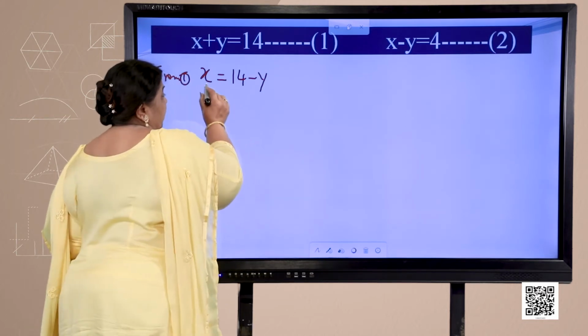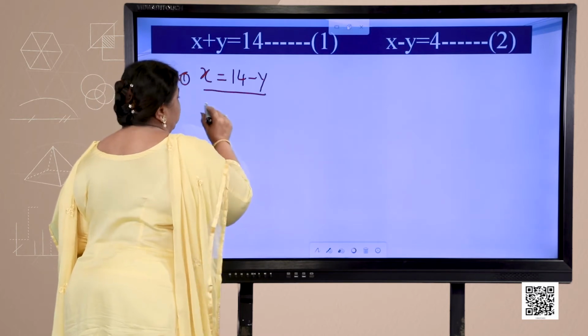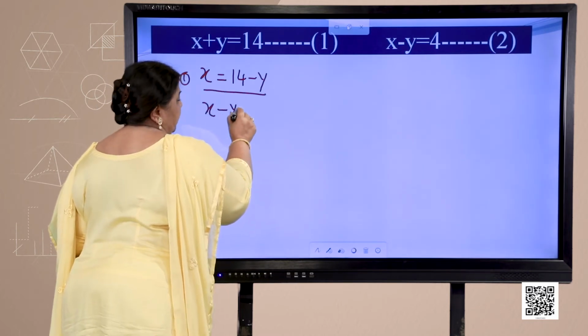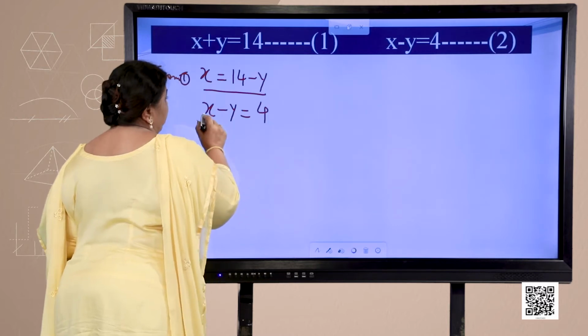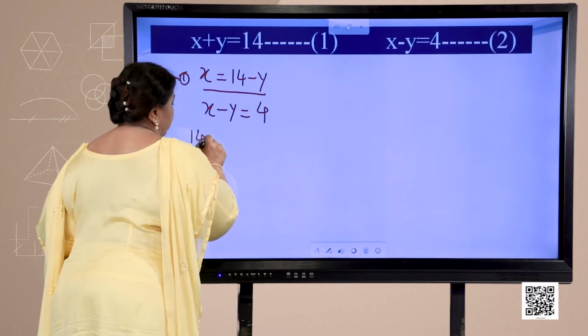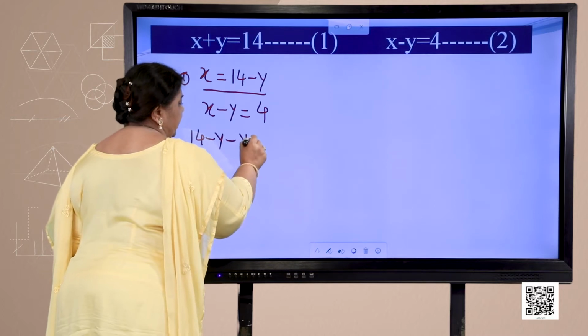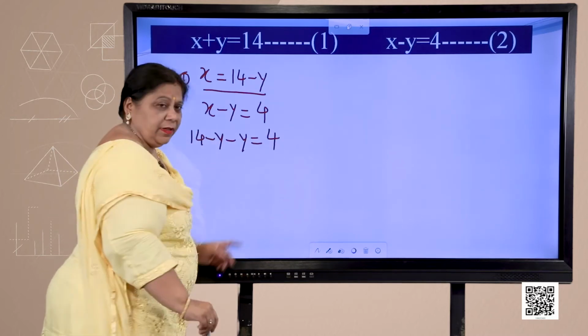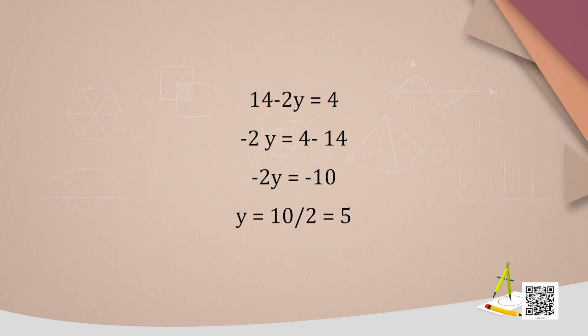I will be substituting the value of x in the equation x minus y is equal to 4. What is the value of x? 14 minus y minus y is equal to 4. That becomes 14 minus 2y is equal to 4, or minus 2y is equal to 4 minus 14. 2y is equal to 10, as the minus sign gets cancelled on both sides. y is equal to 10 upon 2, that is equal to 5.